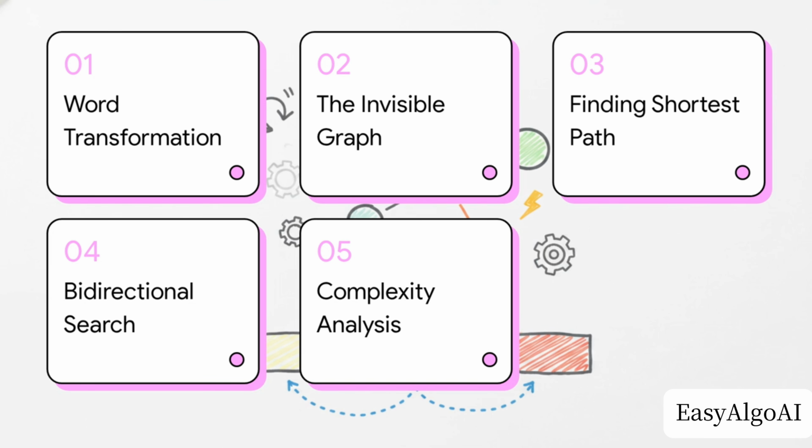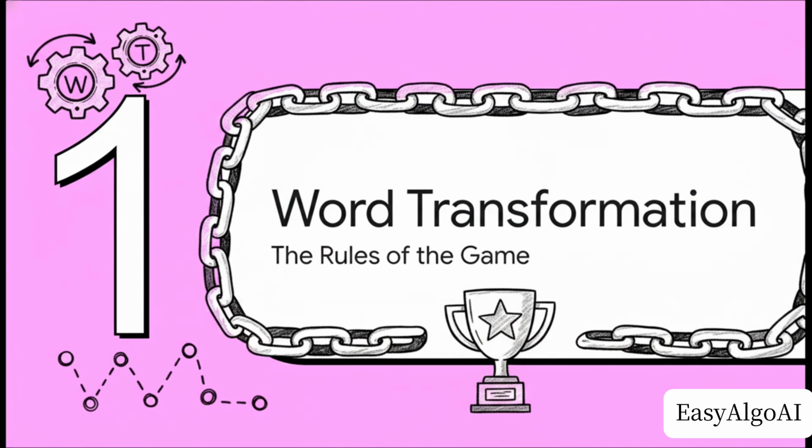To demystify this whole thing, we'll follow a clear roadmap. We'll cover the word transformation challenge, visualizing the invisible graph, finding the shortest path, the bidirectional search optimization, and finally, space and time complexity. Section 1. The Word Transformation Challenge. Let's lay out the rules of the game.